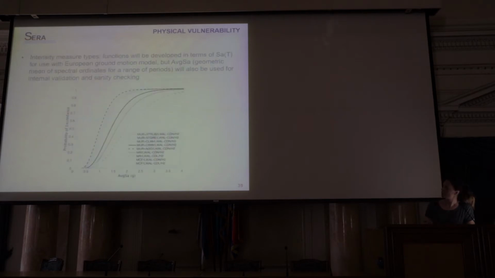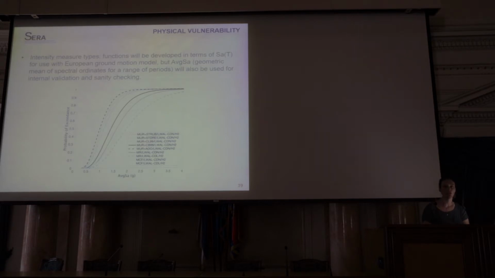Now, in terms of what we put on the x-axis of these fragility functions, as I mentioned, we can have many different intensity measures. We could use peak ground velocity, peak ground acceleration, different spectral ordinates. We are developing the fragility functions in terms of spectral ordinates at periods of vibration close to the fundamental period of vibration of the building class, because this is what the European ground motion model, the hazard, will provide us in terms of ground shaking.